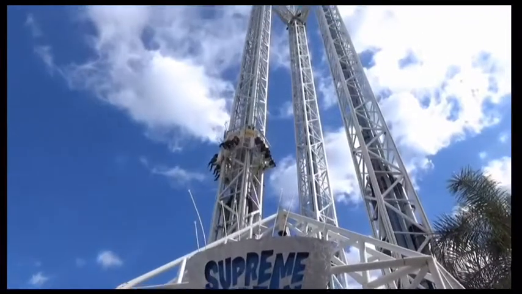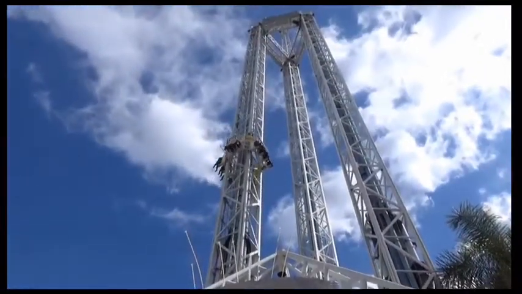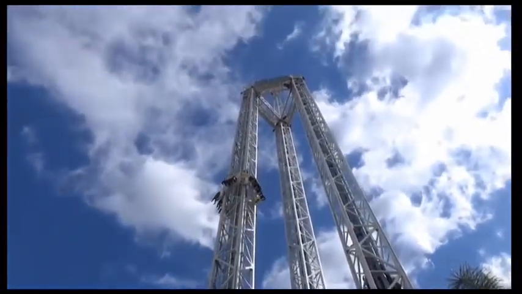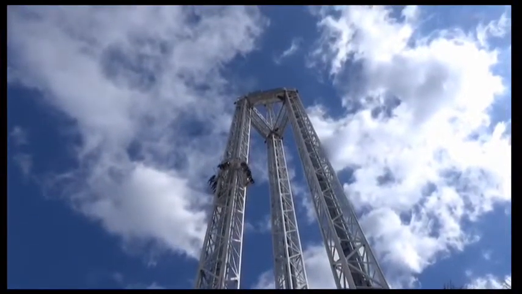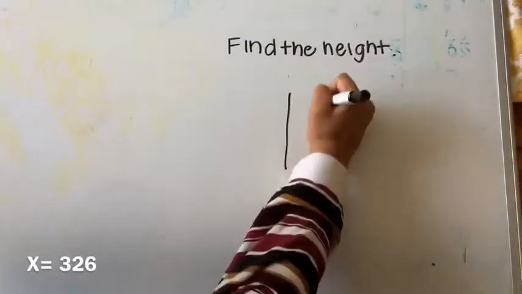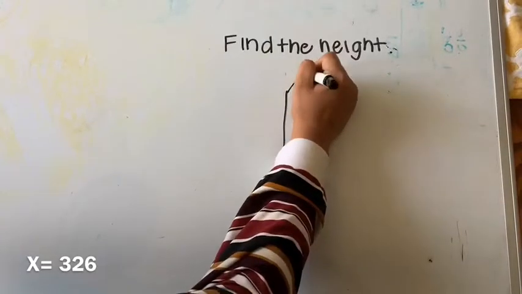Gilbert is standing in line 152 feet from the bottom of Supreme Scream. He looks up at 65 degrees to see the top of the ride. How tall is Supreme Scream? There are 3 steps in finding out the height of the ride.